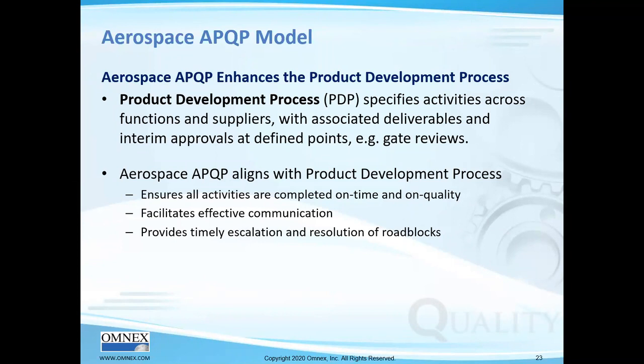But the aerospace APQP aligns directly with the product development process. It helps you make sure all the activities and actions were done. They all have good quality. Everybody's bought off. Everybody understands exactly what needs to be done and when. So it really helps drive home that effective communication, which is also part of Clause 7, if you think about it. And it also helps identify any kind of roadblocks or constraints that need to be either moved around or removed, or something needs to be put in place.